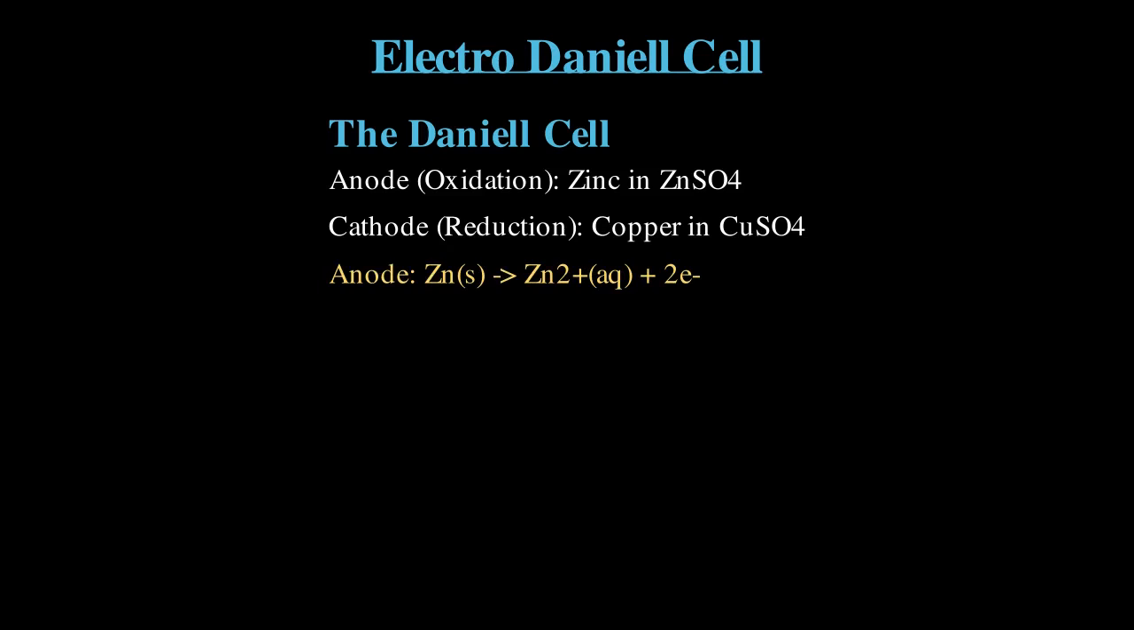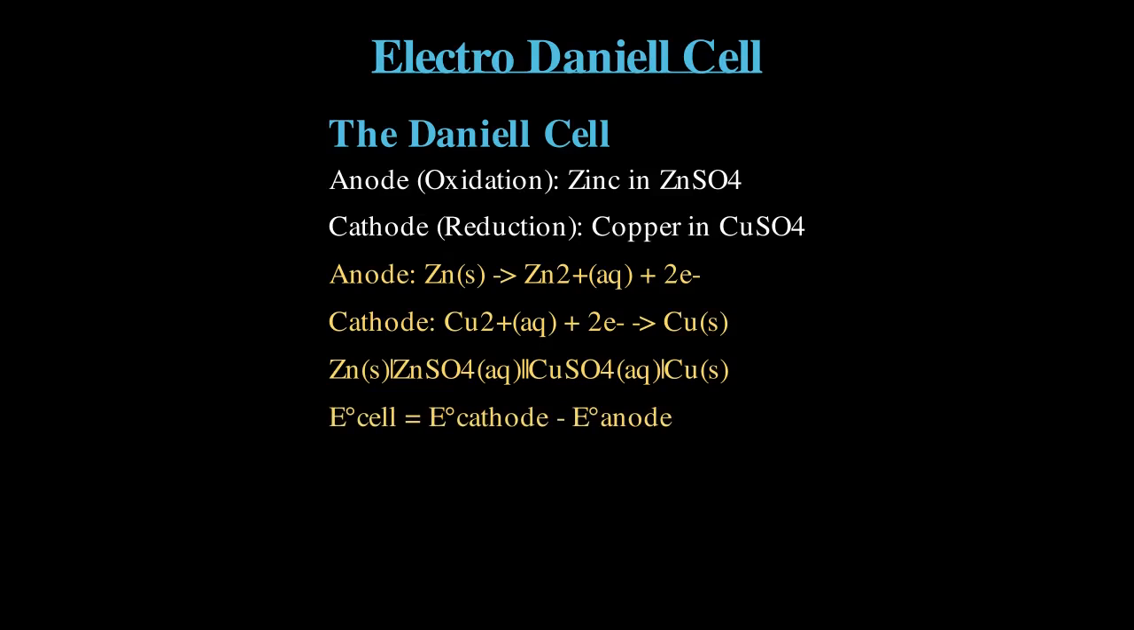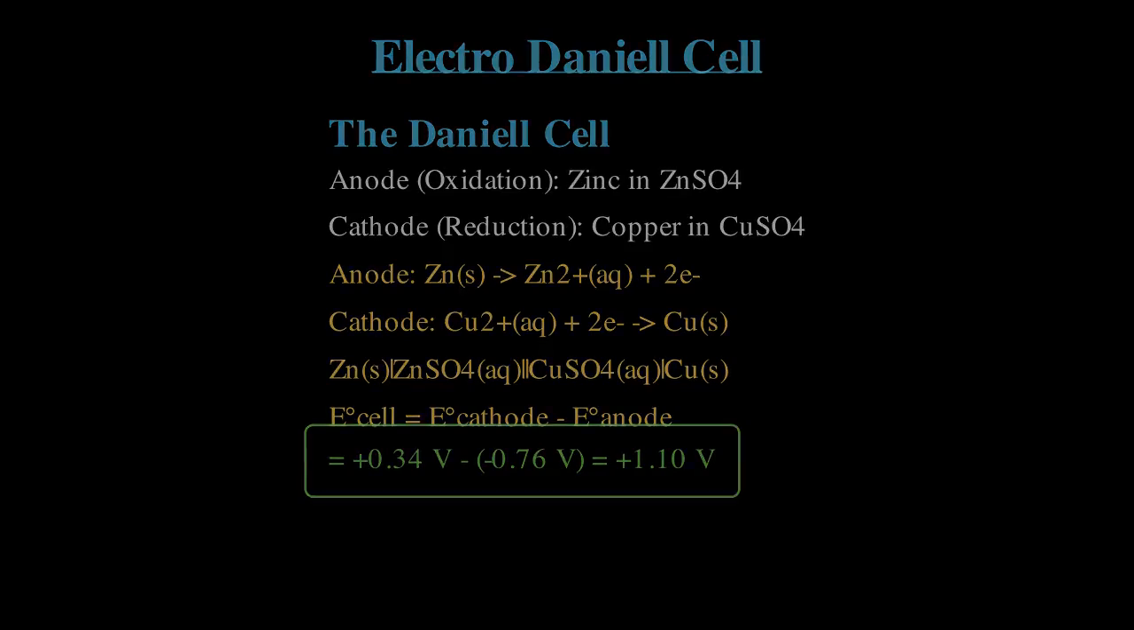At the anode, zinc solid gives zinc 2 plus ions and 2 electrons. At the cathode, copper 2 plus ions plus 2 electrons gives solid copper. We write this using cell notation as Zn solid, pipe, ZnSO4, double pipe, CuSO4, pipe, Cu solid. Its standard EMF is calculated as E0 cathode minus E0 anode, which is 0.34 minus negative 0.76, resulting in a positive 1.10 volts. But what happens when conditions aren't standard, like when concentrations aren't 1 molar?